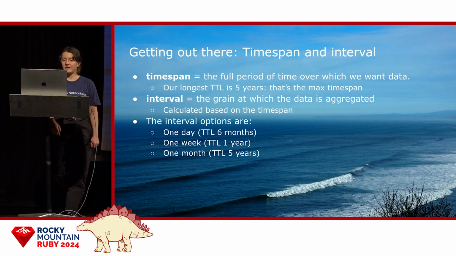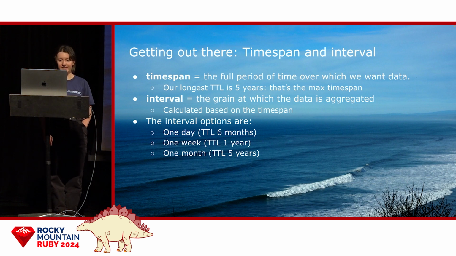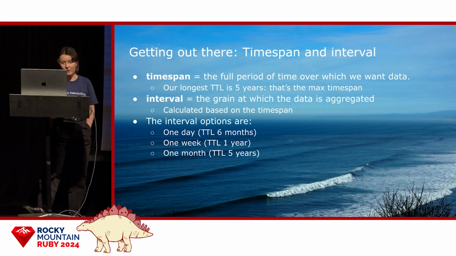The interval corresponds to the grain at which the data is aggregated. The only options here are 1 day, 1 week, and 1 month. As noted before, each aggregation interval will be stored in its own aggregate table. We'll have a 1-day table, a 1-week table, and a 1-month table. In designing this API endpoint, we'll assume that the user wants the most data possible for the time span requested.